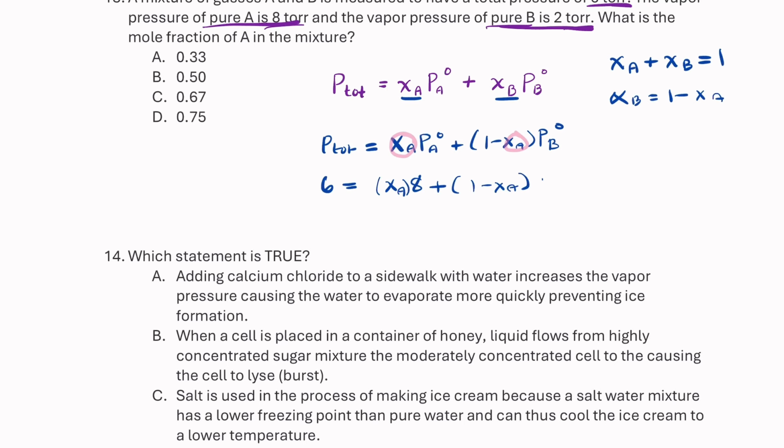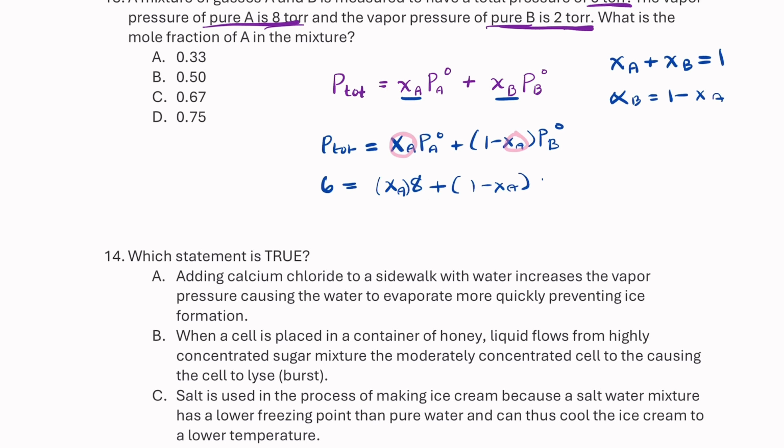So this is false. C says salt is used in the process of making ice cream because a saltwater mixture has a lower freezing point than pure water and can thus cool the ice cream to a lower temperature. This is true.